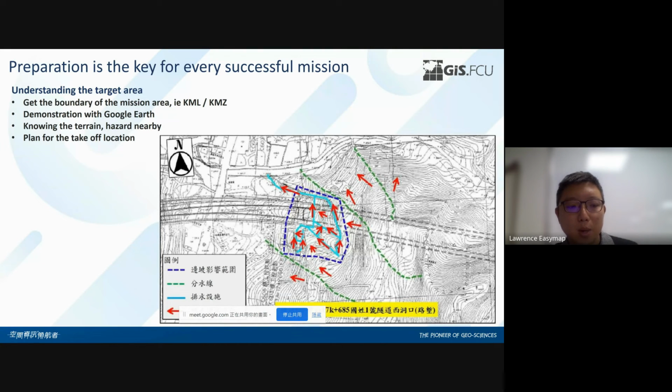So when I see the area, the first thing I would do is to understand where I'm going to fly and what kind of hazards or precautionary measures I need to consider in order to have my mission be successful. Therefore, I generate a KML. KML is actually a digital boundary of such an area. And I want to display and show it to you with Google Earth.